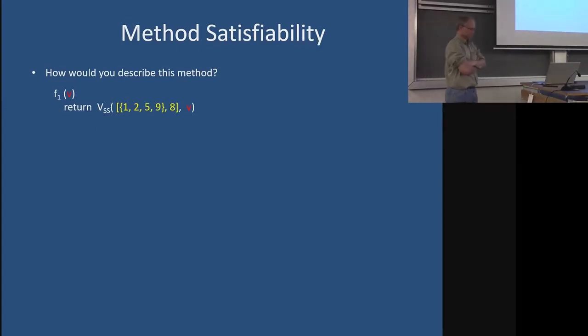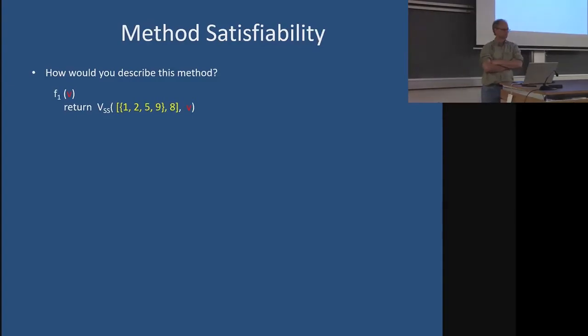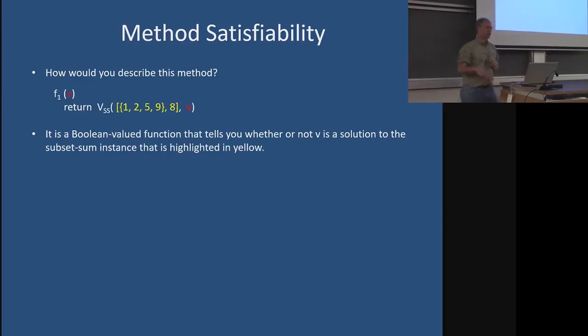What does F1 do? Yeah? It just calls V sub SS and checks whether or not that's going to be. Yeah. So F1 has that yellow problem instance baked into it. So it just takes a proposed solution to that yellow thing and reports whether or not it is a solution. Okay? So you provide the proposed solution, it'll check to see if it is a solution to that particular problem instance. So it's a Boolean valued function that tells you whether or not V is a solution to the instance highlighted in yellow. So that's what F1 does.